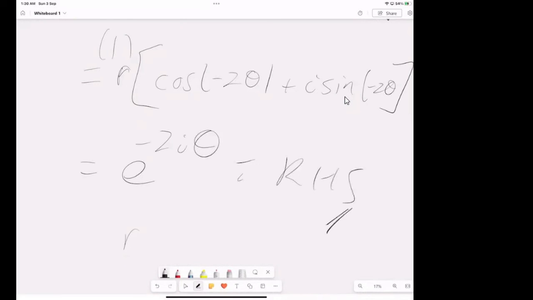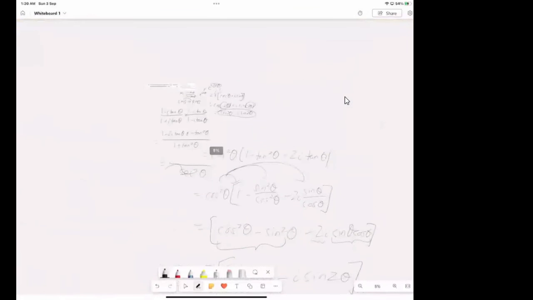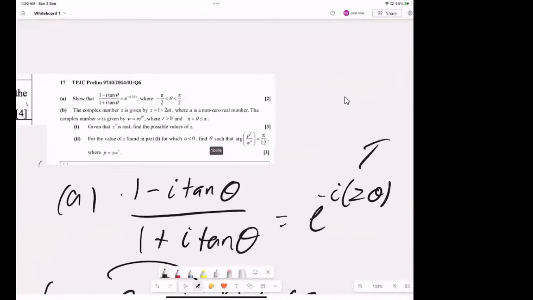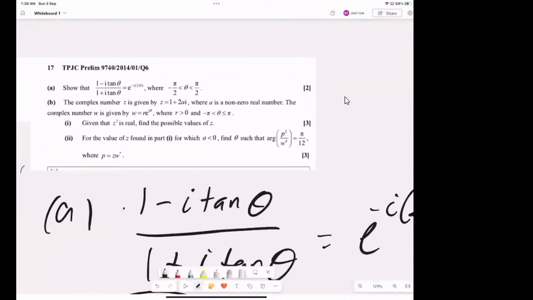Okay, that's a bit tedious, but I think you all get the gist of it. This is just pure manipulation. Now that we have proven part A, usually part A helps you in part B.